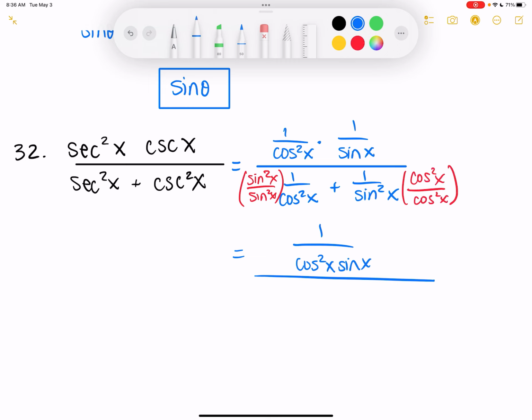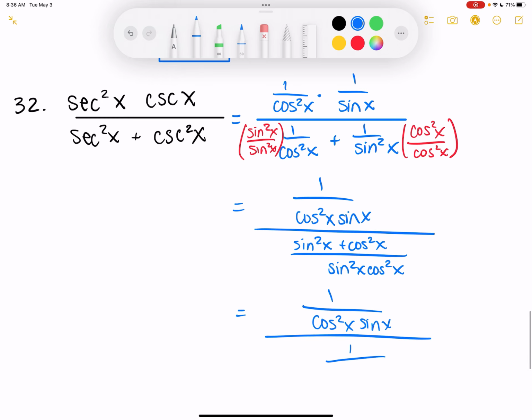So then on the top of that part, that's going to give me sine squared of x plus cosine squared of x over sine squared x times cosine squared x. Now, what's sine squared plus cosine squared? 1. Wait, why is the bottom sine squared x cosine squared x? Because I got a common denominator.